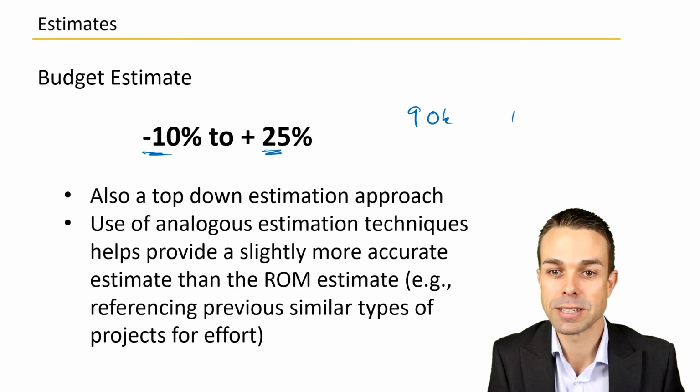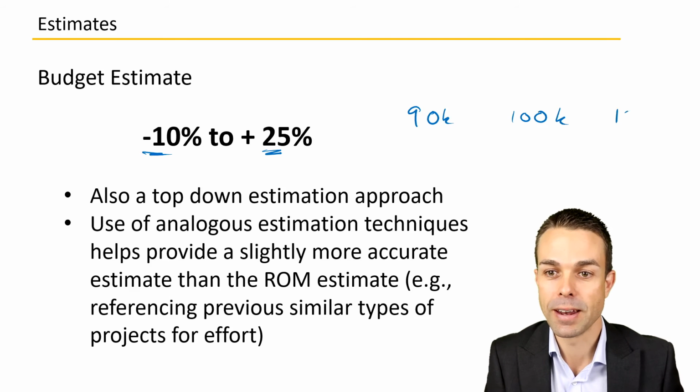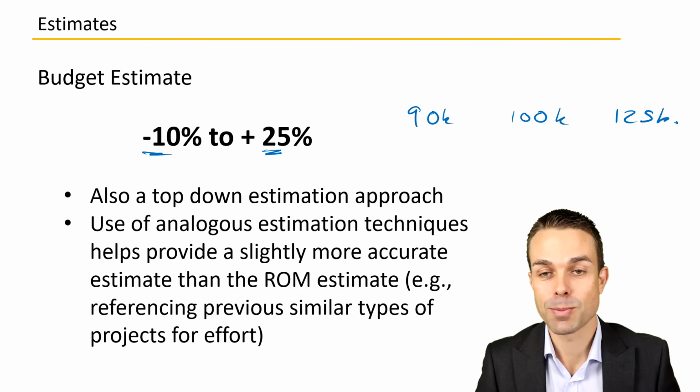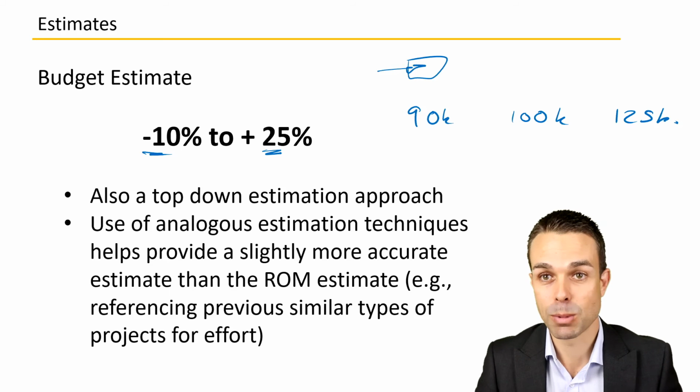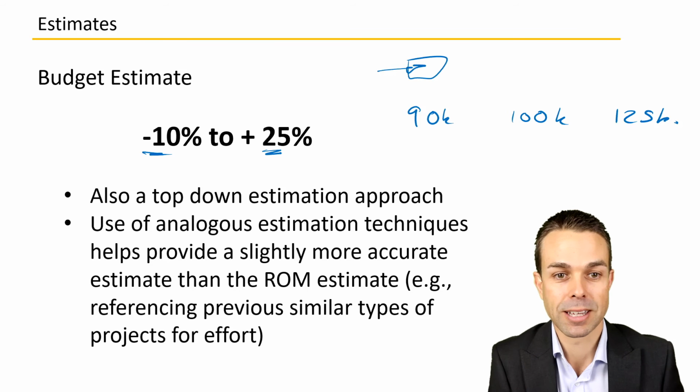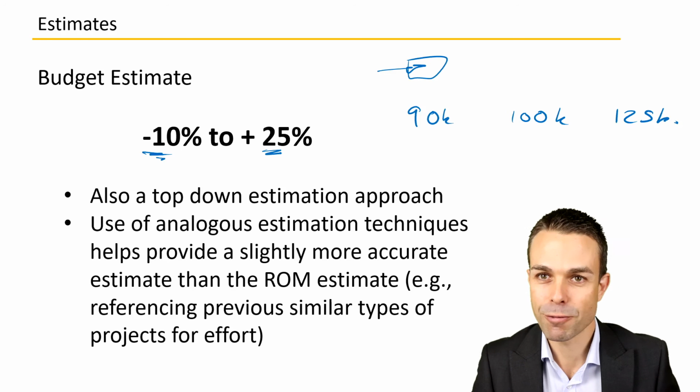Next, we have the budget estimate, which is minus 10% to plus 25%. So we might have 90, 100 in the middle, and 125 on the other end. This is also a top-down estimation approach, so still looking at the high-level approach and also using that analogous technique, so similar projects and similar activities to get this budget estimate, which is still fairly broad.